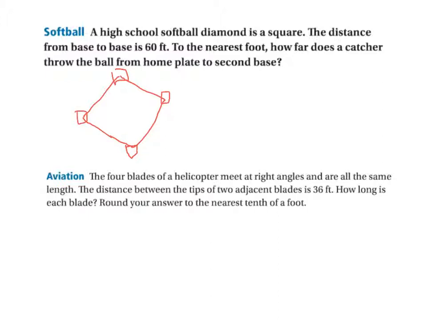And the question says, the distance from base to base is 60. Got it. That's 60, that's 60. It's 60 all the way around. To the nearest foot, how far does the catcher throw the ball from home plate to second base? So they're throwing somebody out.